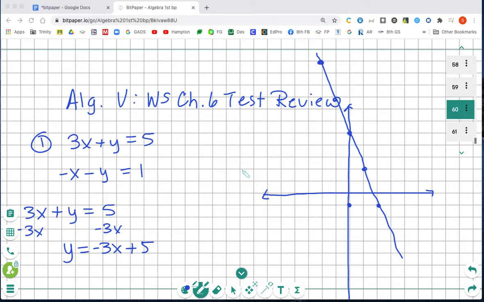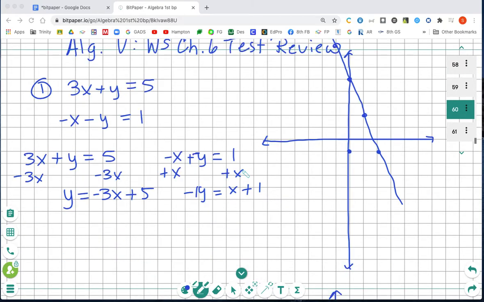So we're going to take negative x minus y is equal to 1. Keep, change, change. So we're going to zero pair out the x. Negative 1y is equal to x plus 1. Divide by negative 1 on each term. y is equal to negative 1 over 1x plus negative 1. So we're going to start with our negative 1.